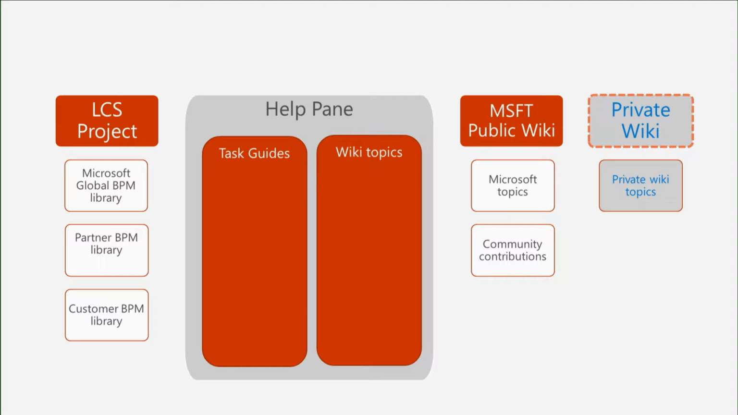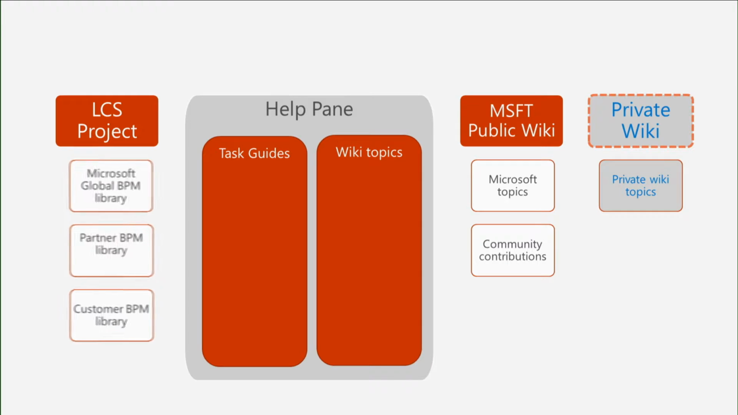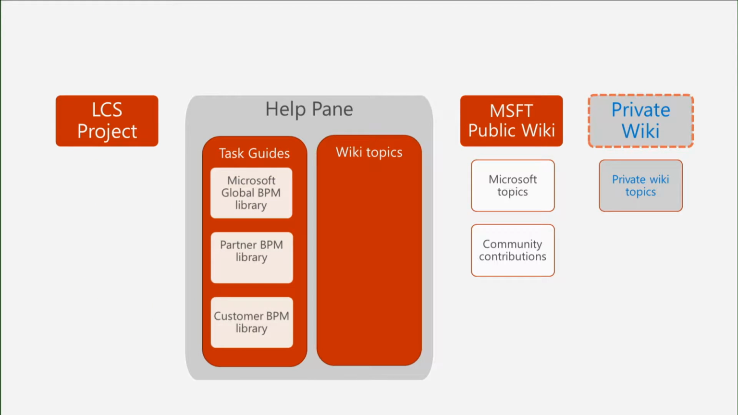So what you can do is, everything gets customized, but you can start with our library. You can copy the whole library. You can copy our task guides one by one to get a starting point. You'll also see task guides from a partner library as well as a customer library. And that's in the setup. So you can see task guides from multiple libraries in the help pane results.